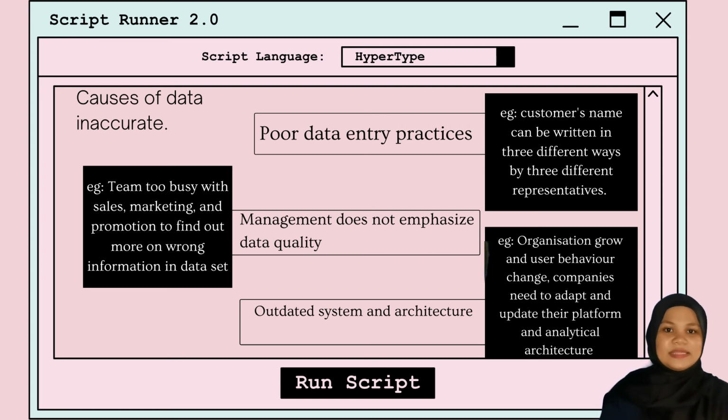Third, outdated system and architecture. For example, as the organization grows and user behavior changes, companies need to adapt and update their platform and analytical architecture.